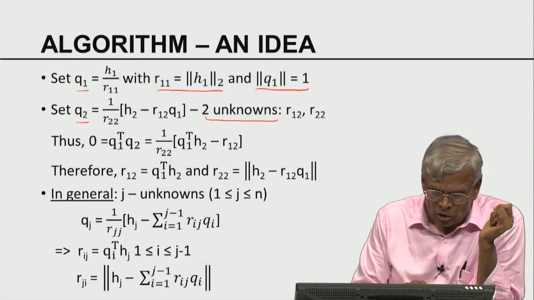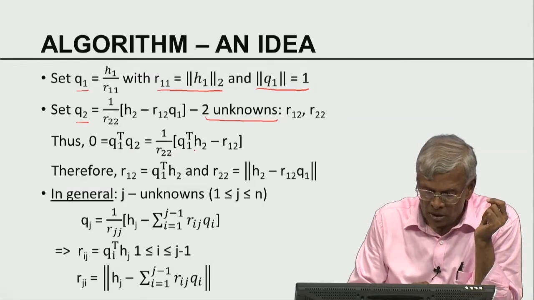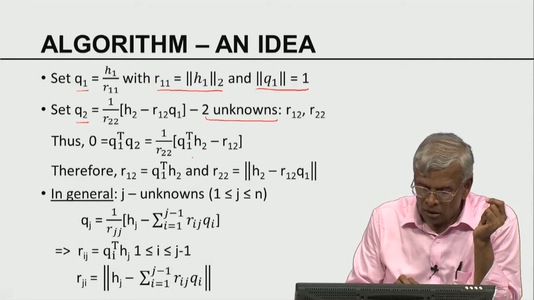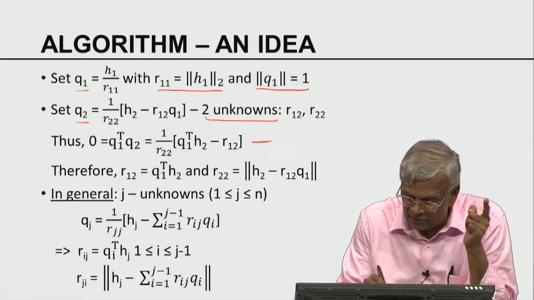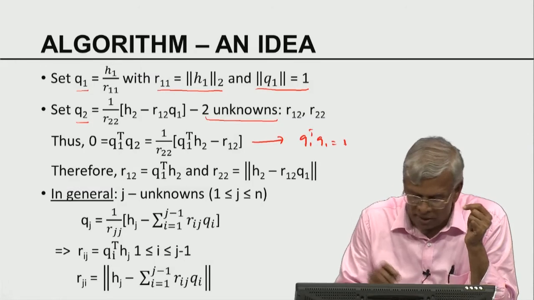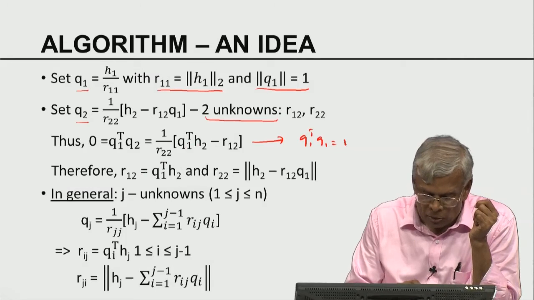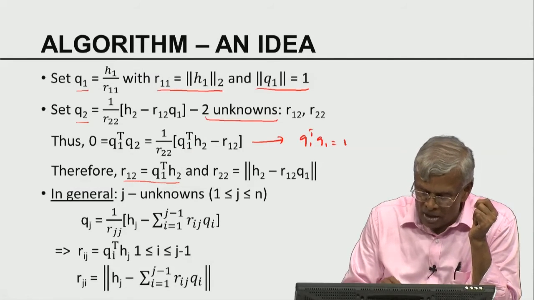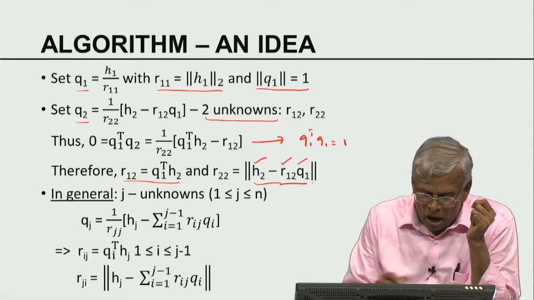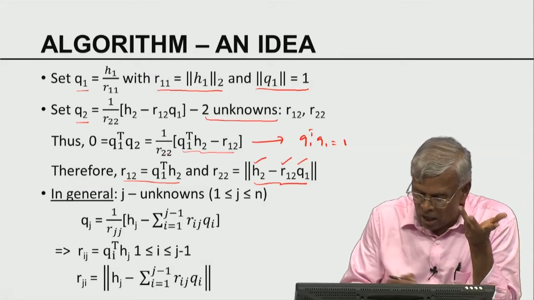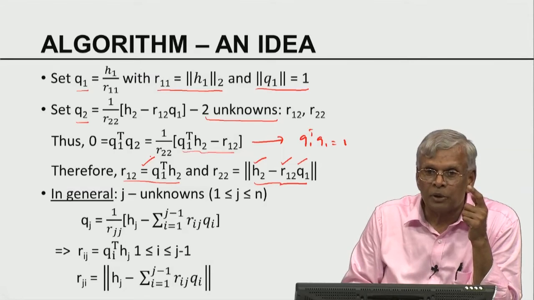So if I require q1 to be orthogonal to q2, it requires 0 equal to q1 transpose q2. The assumed form of q2 is above, I substitute this in here. Please remember that I have already utilized here that q1 transpose q1 is equal to 1. Therefore, when I equate this to 0, r12 is simply q1 transpose h2. So I got one constant. What is r22? Now I know r12, I know q1, I know h2, that is the vector. I can compute the norm of the vector. r22 essentially divides this vector by its length. So r22 must be the length of that vector, which is h2 minus r12 q1. So this gives rise to a formula for computing the other unknown.